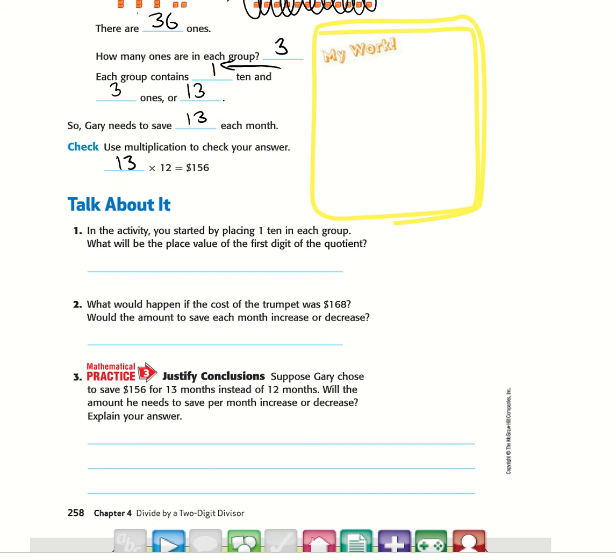So let's talk about it. In the activity, you started placing 1 ten in each group. What will be the place value of the first digit of the quotient? Let's go ahead and try 1, 2, and 3, and then we'll see what you get. So number 1, if I have 1 ten in each group, I know the place value of my first digit of the quotient.